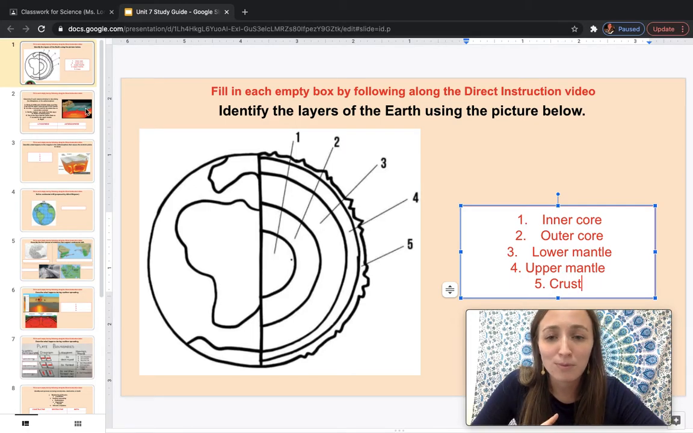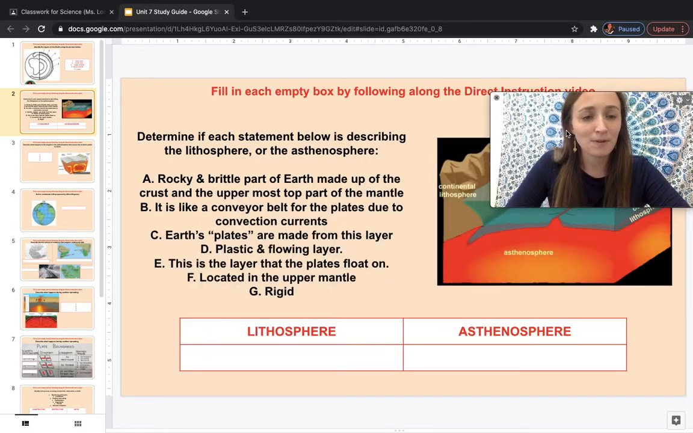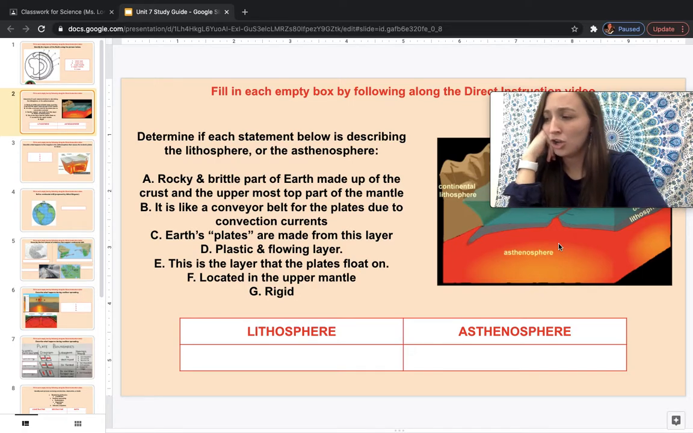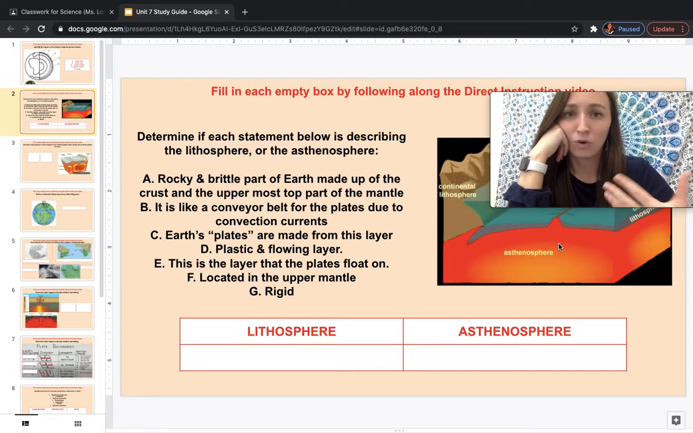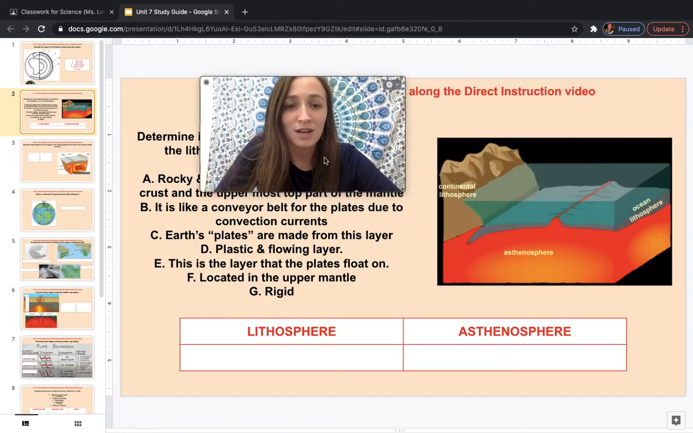Now, you'll remember we broke it down a little bit further. We talked about two new layers of the earth that might not be nearly as familiar to us as the core, mantle, crust, all that business. We talked about the lithosphere and the asthenosphere. So over here I've got a picture of both to help you remember.